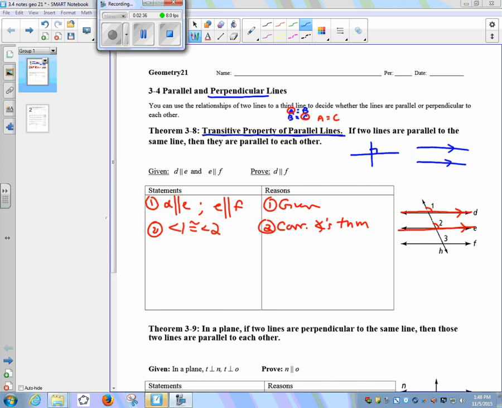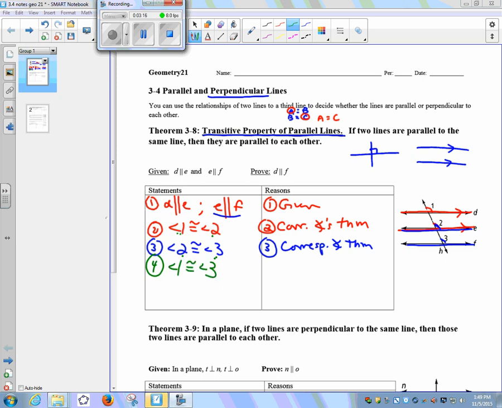All right. Then we have this other fact given to us. E is parallel to F. Well, the angles that are touching E and F are 2 and 3, and they are also corresponding angles. So we're going to say angle 2 is congruent to angle 3, again by the corresponding angles theorem. Well, if 1 is congruent to 2 and 2 is congruent to 3, then 1 must be congruent to 3. Angle 1 congruent to angle 3.